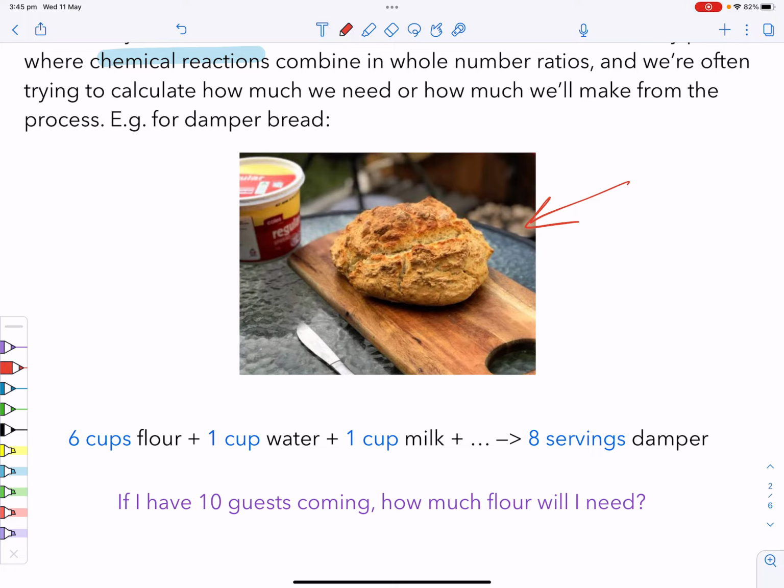So here's a quick recipe. I'm sure every recipe is a little bit different, but you've got 6 cups of flour, 1 cup of water, 1 cup of milk, and here I think I had a pinch of salt and a pinch of butter, which are marginal. And then we get 8 servings of damper. I mean, 8 people could have something on their plate.